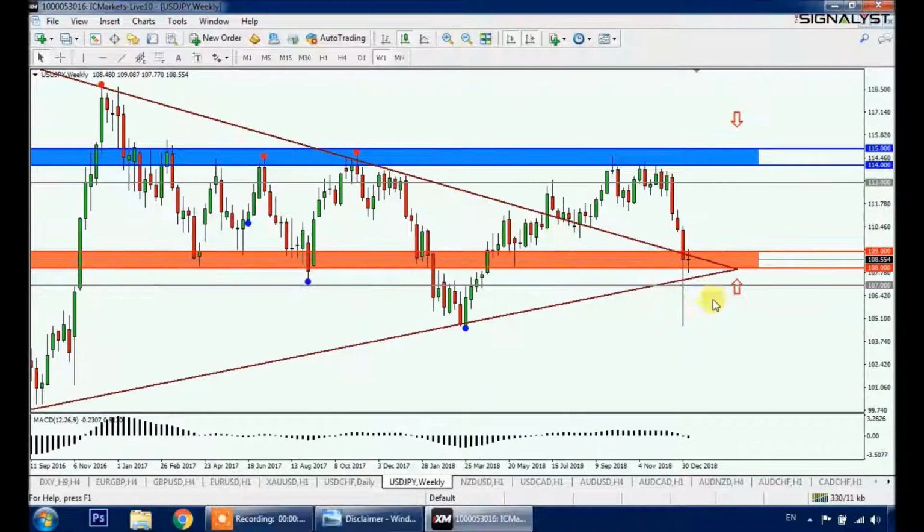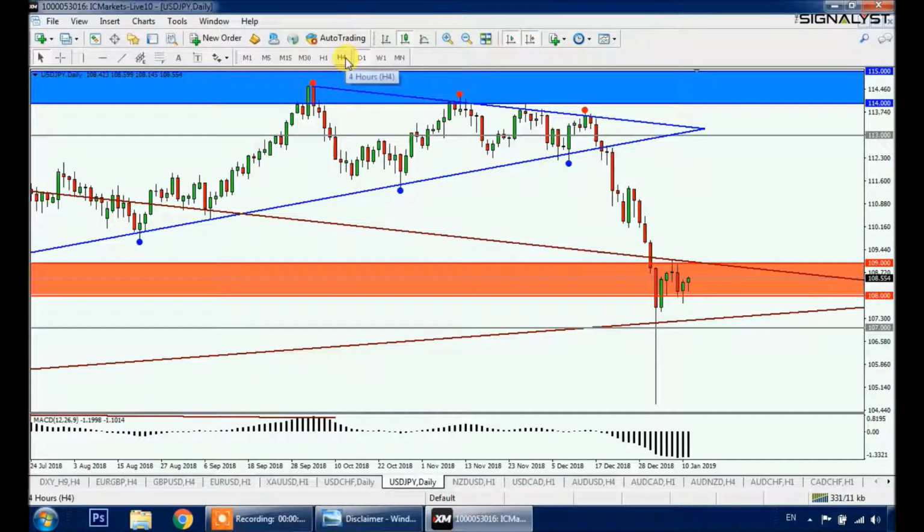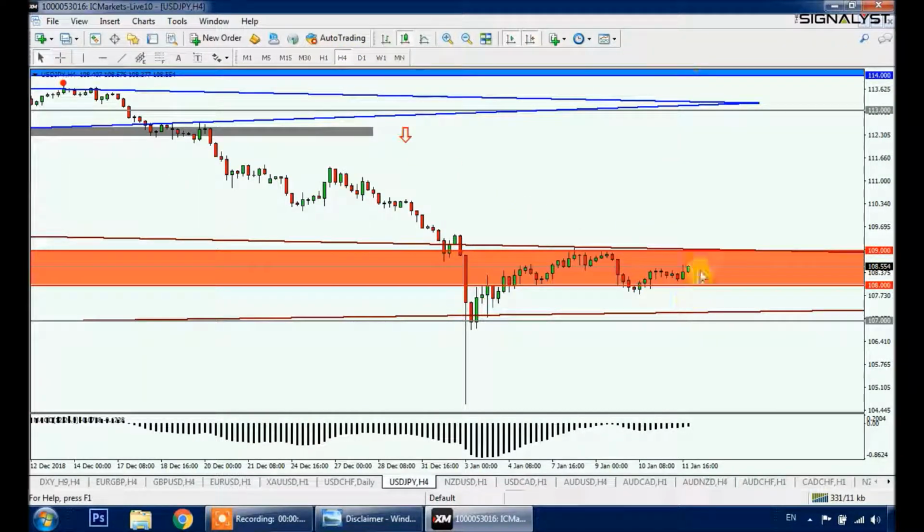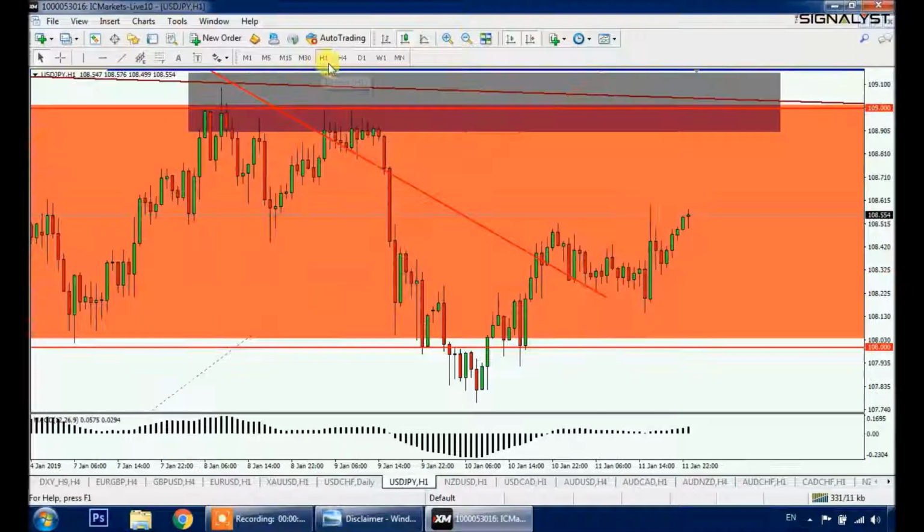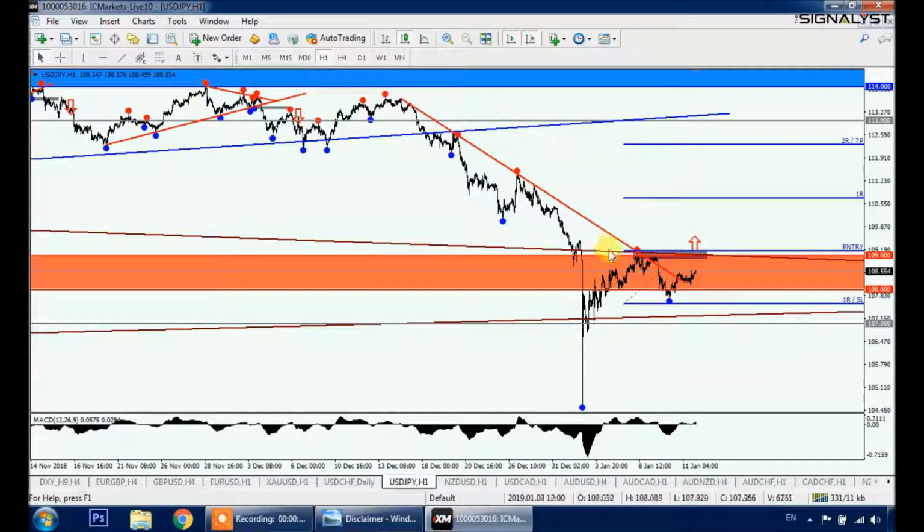USD JPY. On weekly we have an indecision candle, and as you can see on daily and H4 time frame, it was a calm week for JPY. On H1 last week we were waiting for a new red dot to form around our trend line to consider it our last swing standing.